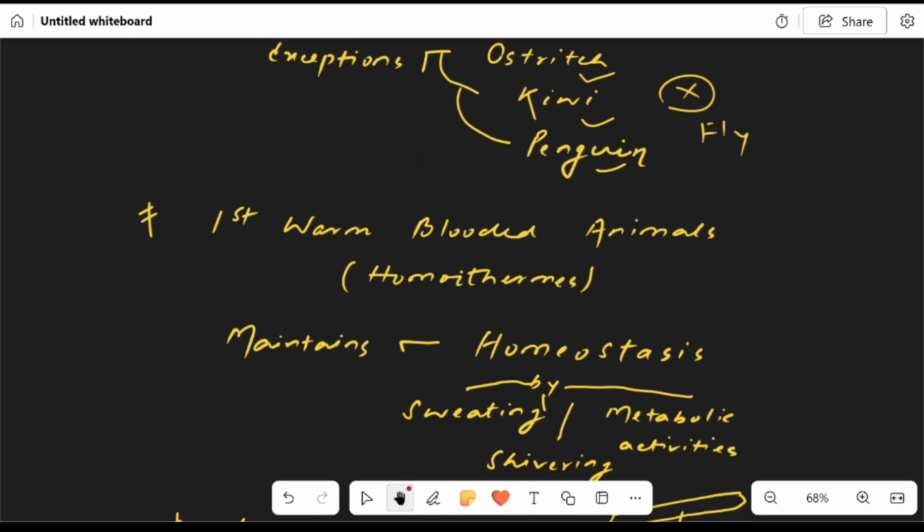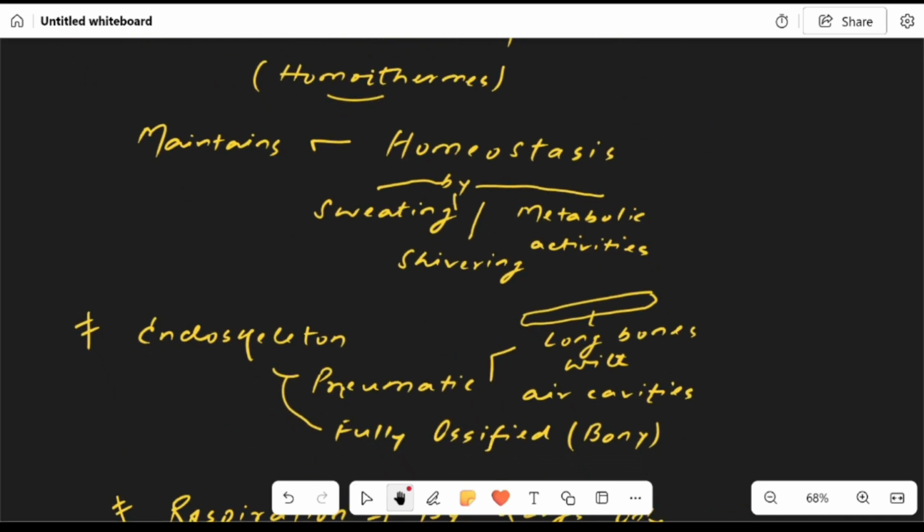These are first warm-blooded animals, that means these are homeotherms. That means they are able to maintain homeostasis, that means the internal temperature inside the body. So the birds maintain homeostasis by sweating, shivering and by metabolic activities.